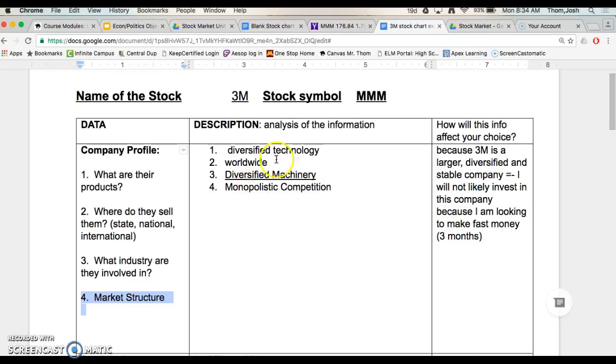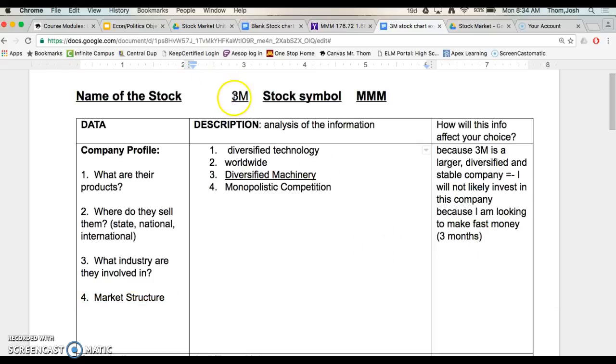And once you fill in all this information here in the middle, you can go off to the right and it says, how is this information that you just found going to affect your choice? So this could be a number of answers. I just said that because 3M is a large, diversified, and stable company, I'm likely not going to invest in it because this is a short-term investment and not a long-term investment. I might invest in 3M if I was looking to invest long-term, but that's not the case.